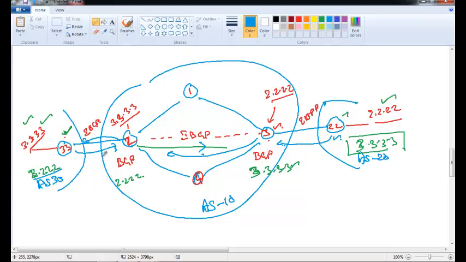Now, they should ping, but it will not ping. Why? Why I'm explaining this scenario is, I want to make you understand why I need to enable BGP here. See, we don't have BGP here.